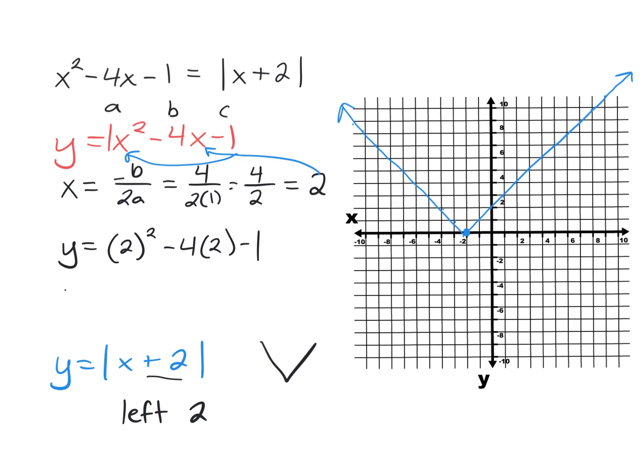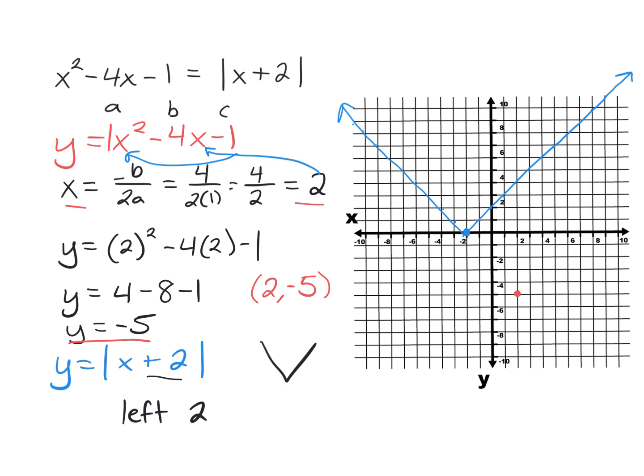Okay? So plugging this in, 2 squared is 4, -4 times 2 is negative 8. 4 minus 8 is negative 4. -4 minus 1 is negative 5. So I have y equals -5 and I have x equals 2. How do I write that as a coordinate? What's my x value? 2. Y value is -5. So that is my starting point. Okay, so plot that. I go 2, -5.